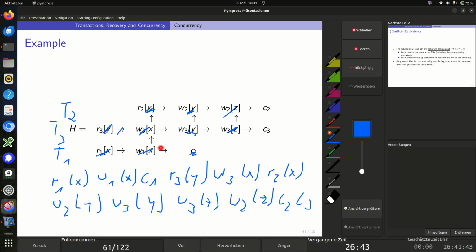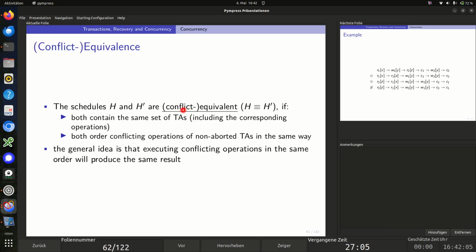But is this the only serialization order we would have? No, we could sometimes choose between two, and now that's what we want to define. If there are different serialization orders which lead to the same result, the schedule is called conflict equivalent. And how is conflict equivalency defined? As soon as you can change two non-conflicting operations and you still have the same result, then two schedules are conflict equivalent.